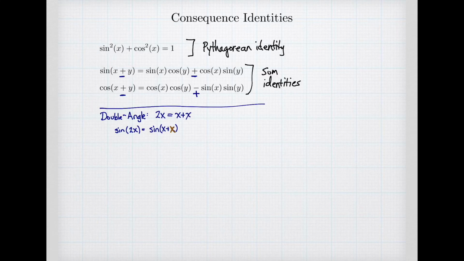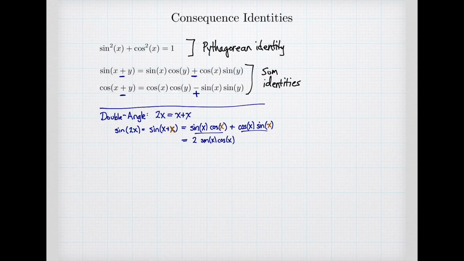And so we get sine of x cosine of the other x plus cosine of the first x and sine of the second x. Now these two terms are actually the same, right? What I called the first x and second x didn't really matter. And so my sum identity for the double angle formula is that I get 2 sine x cosine x.